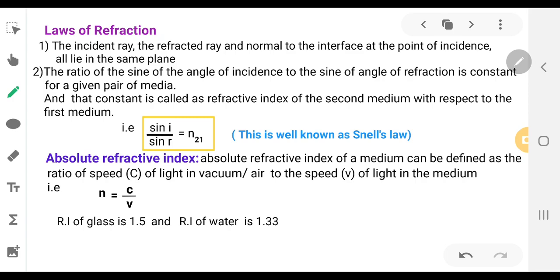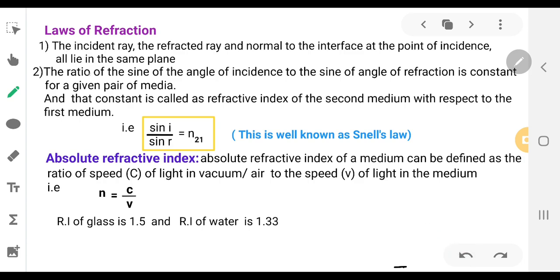So there are two laws of refraction. The first law: the incident ray, refracted ray, and normal to the interface lie in the same plane. Interface means the boundary of two media. The normal is drawn at the point of incidence. So these all three lie in the same plane. This is the first law of refraction.